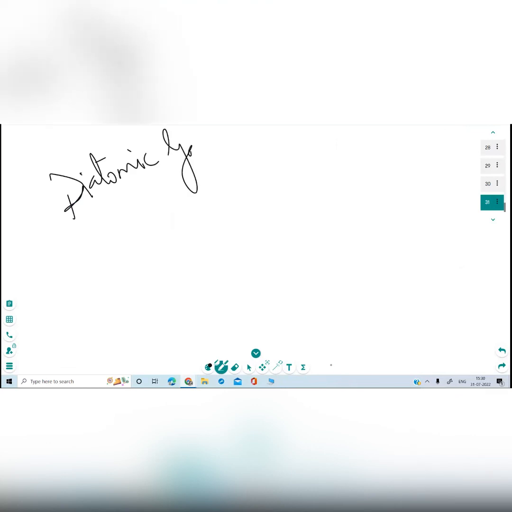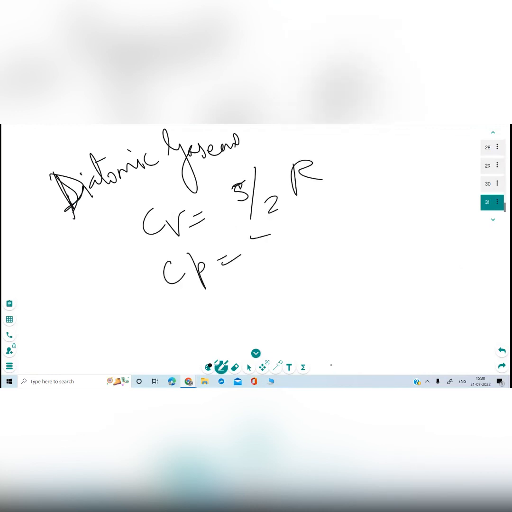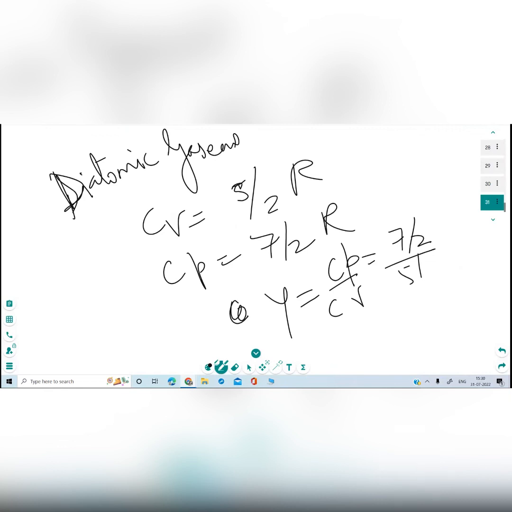Yes. Same thing for diatomic, where we have 2 atoms. Cv here is 5 by 2R and Cp here is 7 by 2R, and when you take out the specific heat ratio, it will be Cp by Cv, which is 7 by 2 over 5 by 2. R cancels, 2 cancels, which is 7 by 5, and you will get 1.4.